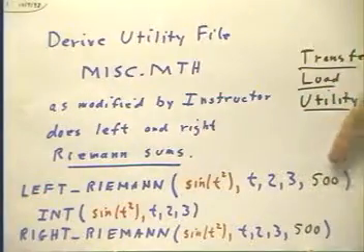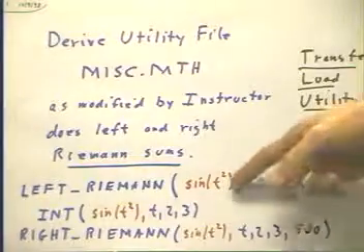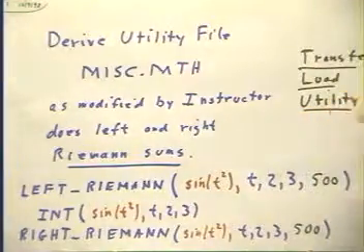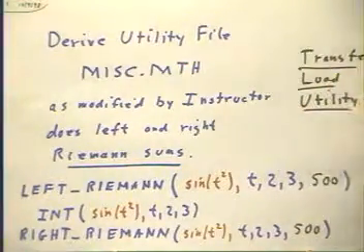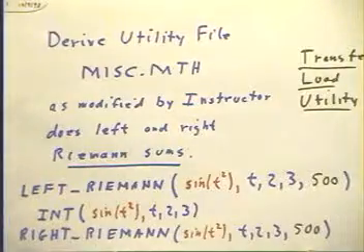On each small tiny interval, we're going to use the left-hand value of sine of t squared to calculate the area of the interval. Then we're going to add all 500 up. That, you should know very well by now, is what the left Riemann sum does.